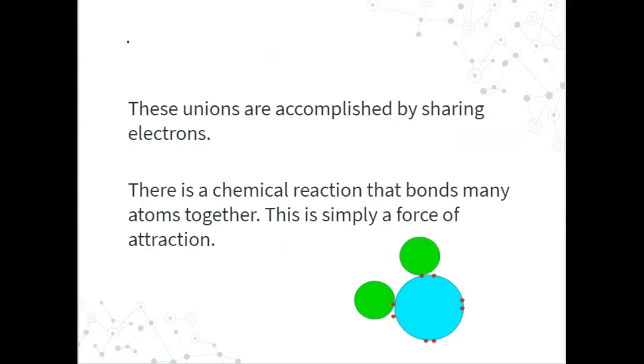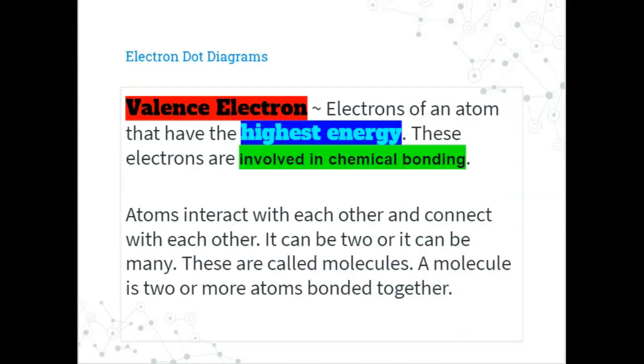These unions are accomplished by sharing electrons. There's a chemical reaction that bonds them together. It's a simple force of attraction. We're talking about these electrons that are being shared, gained, lost. These are the valence electrons we talked about last chapter. They have the highest energy levels of all of these atoms. They're what's involved with the chemical bonding.